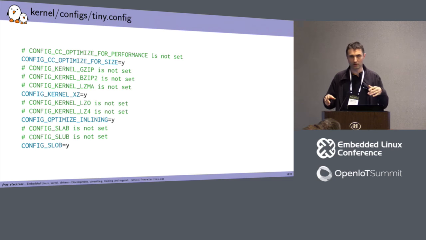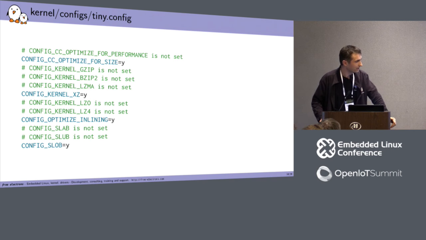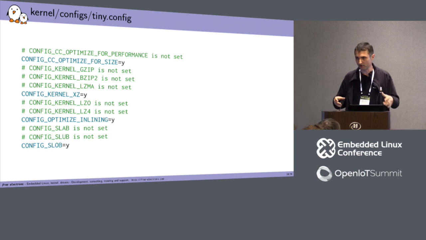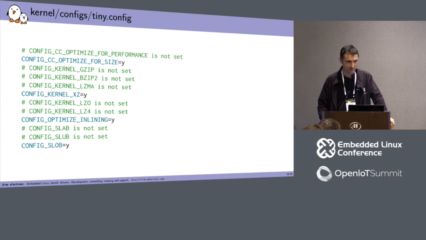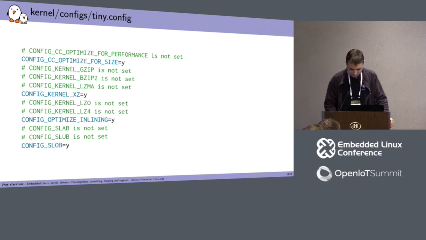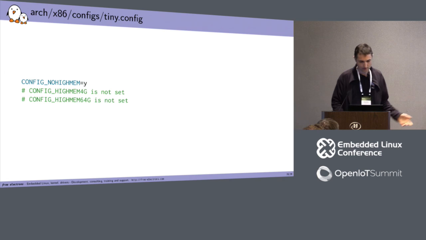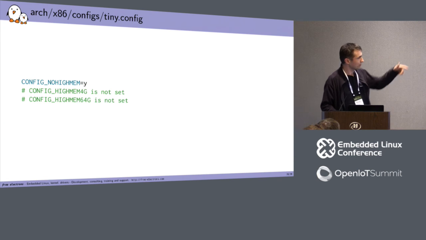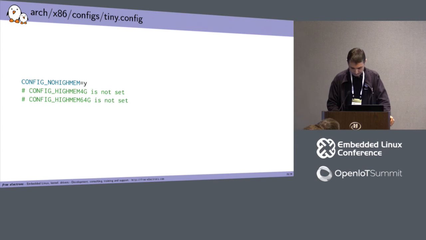SLOB is one of the low-level slab allocators. It's a little smaller than slab or slub in size. You just save a few, like 6 kilobytes or 10 kilobytes. Though I didn't check on the memory usage, so maybe it's even better. It's supposed to save a few hundreds of kilobytes in memory usage in a real life system, though it doesn't scale. And on x86, you also have no highmem support added.